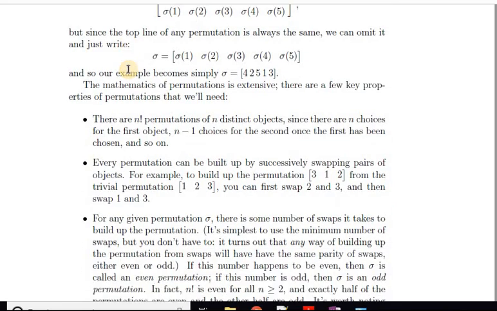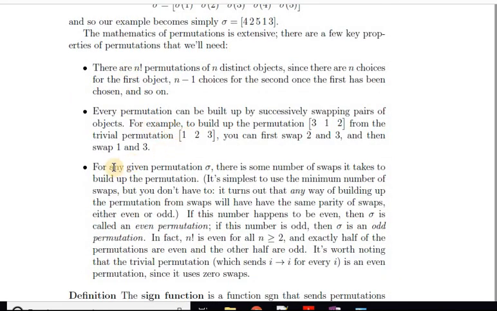Now here's where it starts to get interesting. For any given permutation sigma, there's some number of swaps it takes to build up the permutation. Okay? If this number happens to be even, then sigma is called an even permutation. If the number is odd, then sigma is an odd permutation. Right? Now, the interesting thing is there are several ways to build up a permutation with swaps.